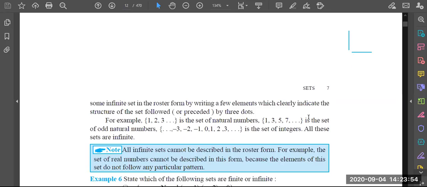Now, what is a subset? What do you mean by a subset? Tell me. Yes. Subset means part of a set, part of a bigger set. And what is a superset?